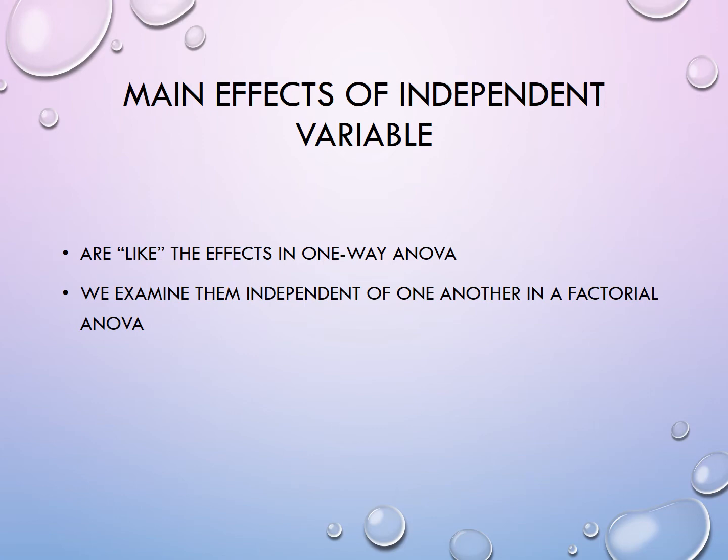So the main effects of an independent variable in a factorial ANOVA are very similar to the effects of a one-way ANOVA. So you already understand this from one-way ANOVA. The main effects are simply, ignoring all other variables, the effects of one independent variable on the dependent variable, right? Kind of assuming that the other independent variable or variables don't exist. And so when you do a factorial ANOVA, you typically will want to look at the main effects of each independent variable all on its own to see if they predict the dependent variable independent of the other ones.